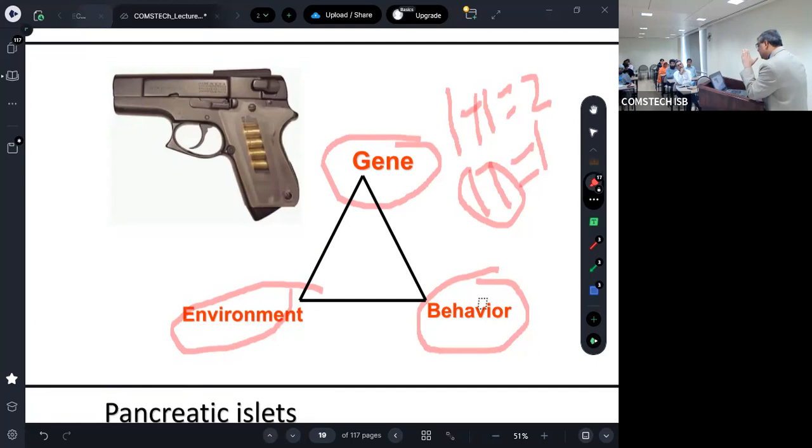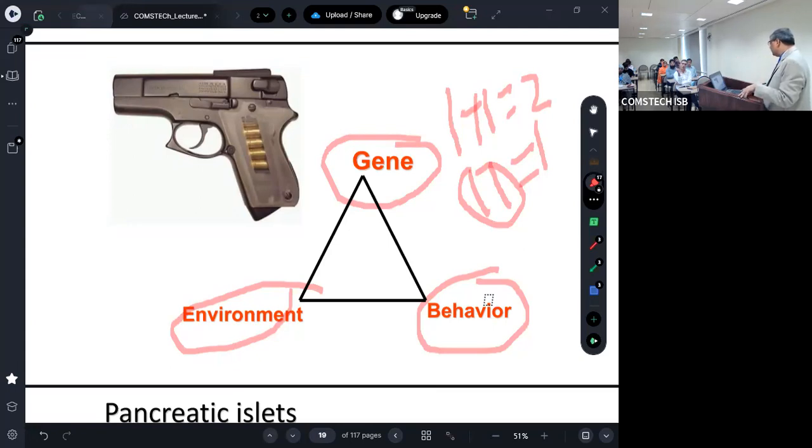Because of environment and behavior, if someone's father or mother has diabetes, he can make a good environment and good lifestyle, and the chance is less. It is not mandatory that you will develop diabetes if your father and mother have it. It's also true that if your father and mother don't have diabetes, there is a chance you will develop diabetes due to environment and lifestyle.